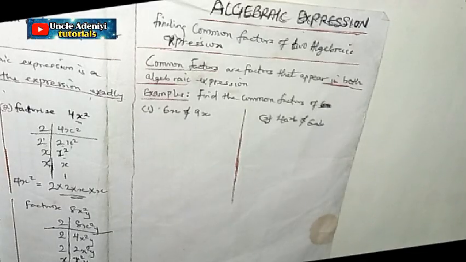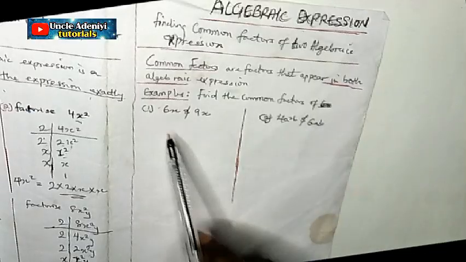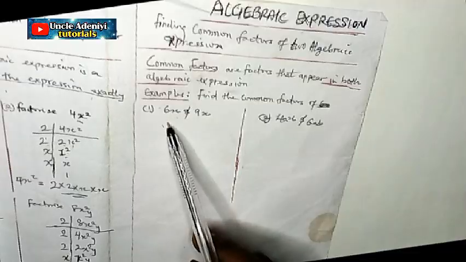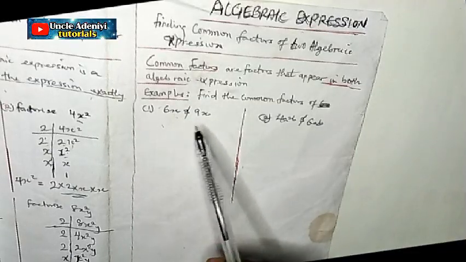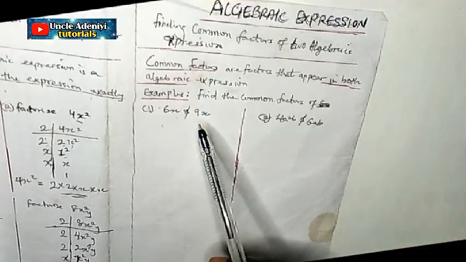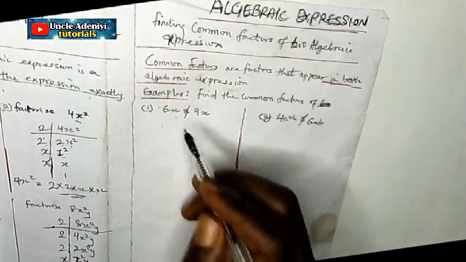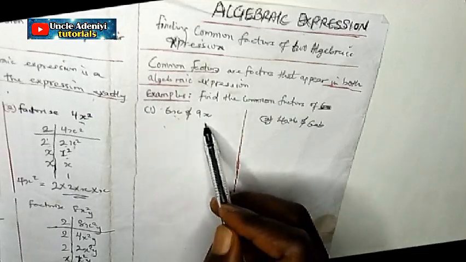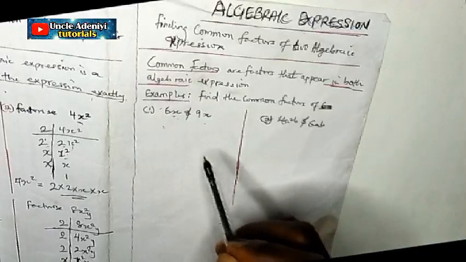Now let's go further. Let's do examples. You are asked to find the common factors of 6x and 9x. What are those factors that will appear in both algebraic expressions? That is, that will appear in 6x and also appear in 9x. It's very simple. So what are you going to do? You draw a table and look for the factors of 6x, draw a table and look for the factors of 9x, then you compare both factors that appear in both.